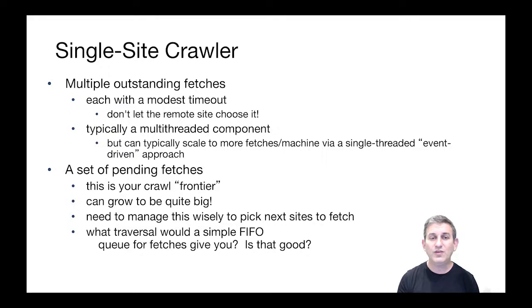And so what traversal would a simple first in, first out queue for fetches give you? And is that a good traversal?